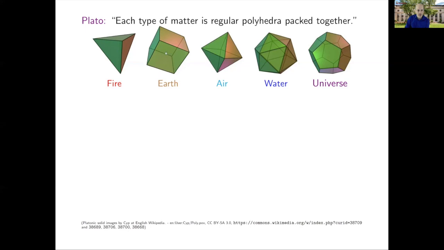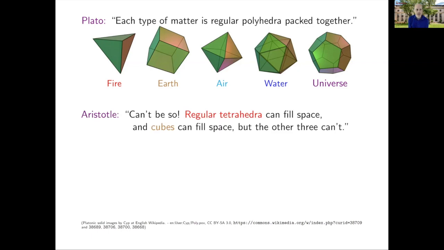I mean, to have Earth be the cube, that's okay because you can fill space with that. But some of these other ones, they don't fit. You can't pack them together. So, I mean, there will always be gaps. For example, if you take this icosahedron, you will not be able to fill space with those. And so he objected. He said that cannot be what matters, what these elements are made of. Because he said, oh, well, the cube you can fill space with, and the regular tetrahedron you can fill space with, but the other ones, you cannot do it.